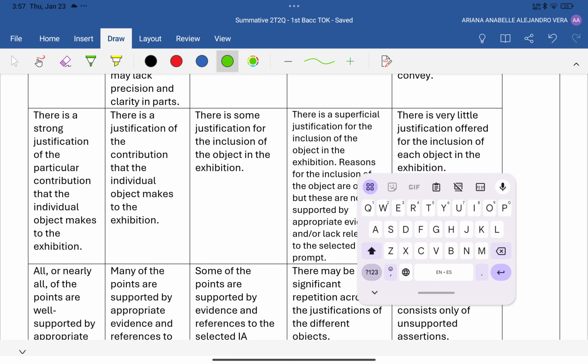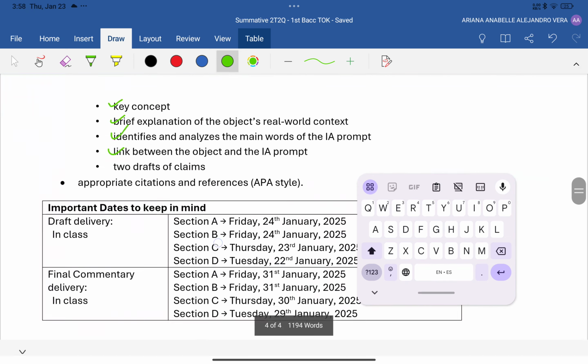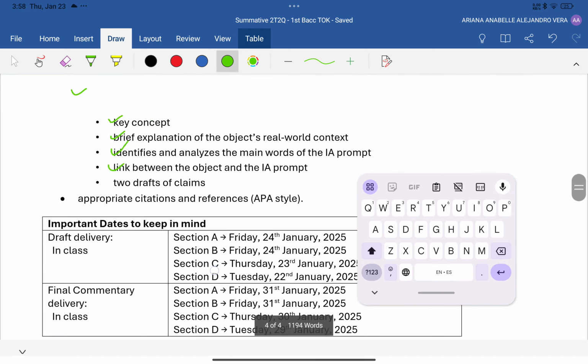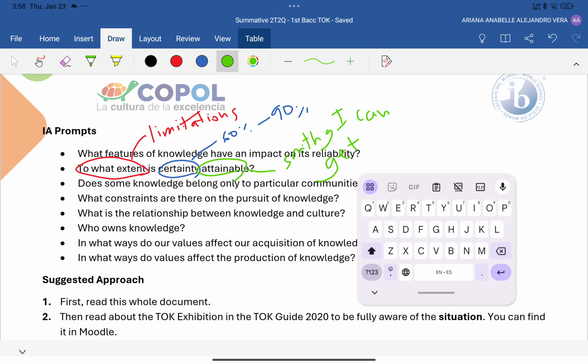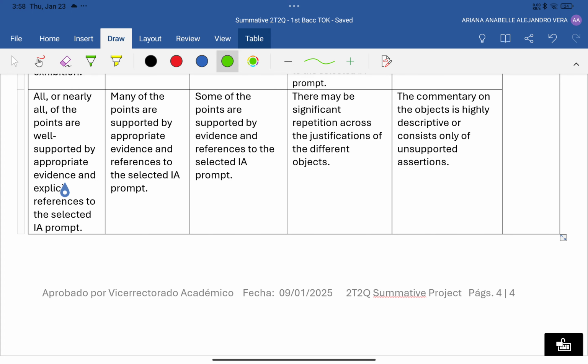There we go. Explicit references to the selected IA prompt. So you have to explicitly mention, if we follow the example, words like certainty, attainable, to what extent, or limitations, something like that, but very explicitly. That should be it. It's a 15-minute video. I'm sorry, I really tried to speak slower, but there is explanation. That is a brief explanation.